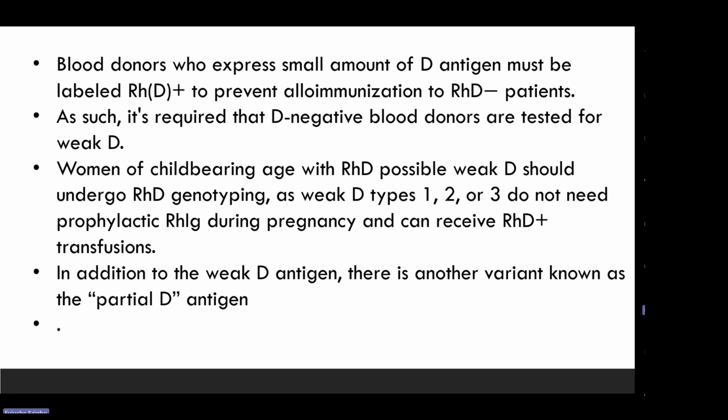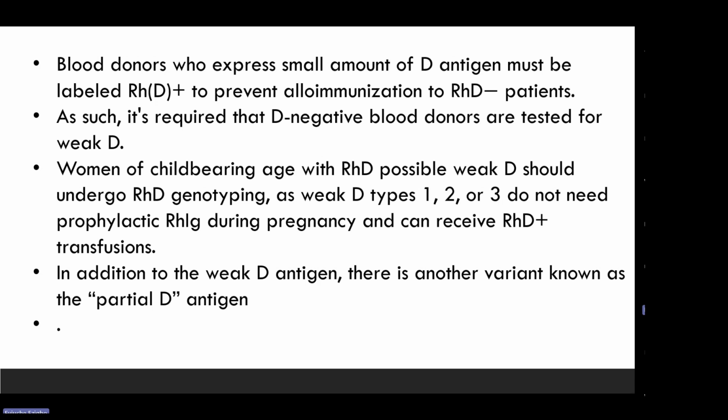Women of childbearing age with Rh D, possible weak D, should undergo Rh D genotyping, as weak D type 1, 2, or 3 do not need prophylactic immunoglobulin during pregnancy and can receive Rh D positive transfusion if they are weak D.